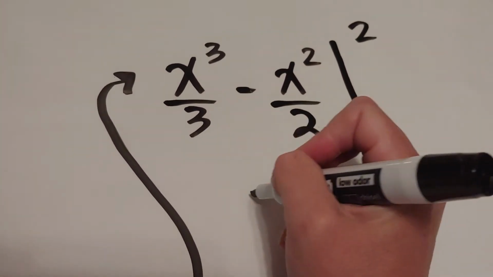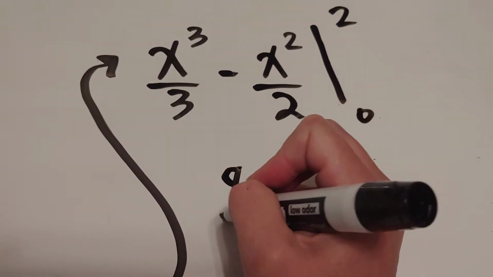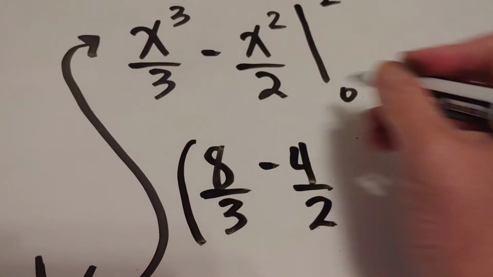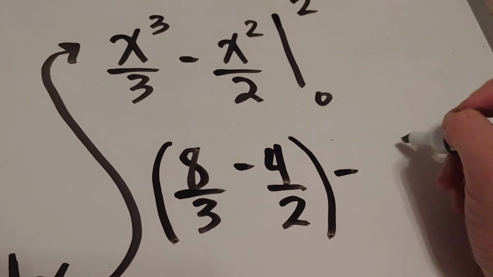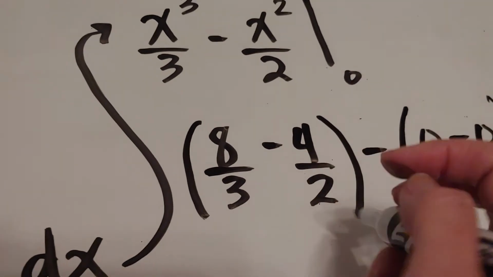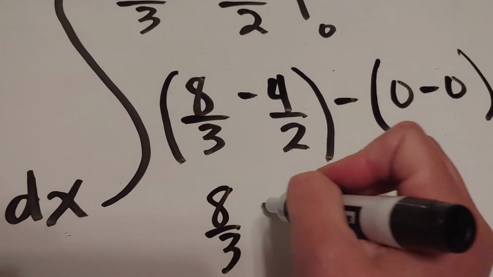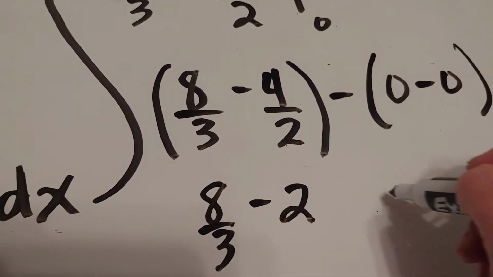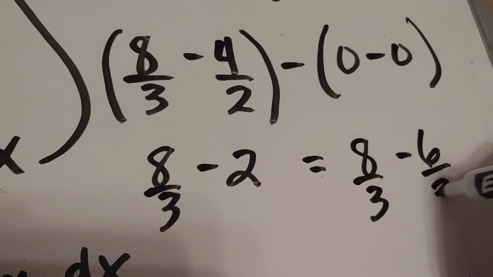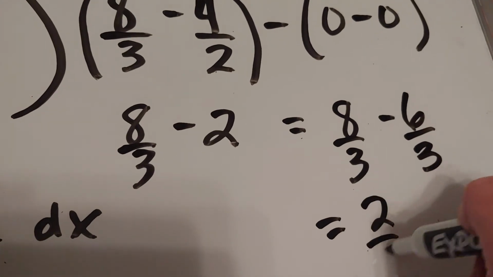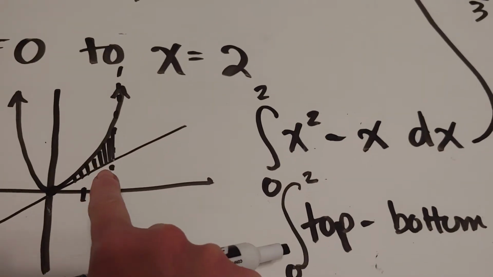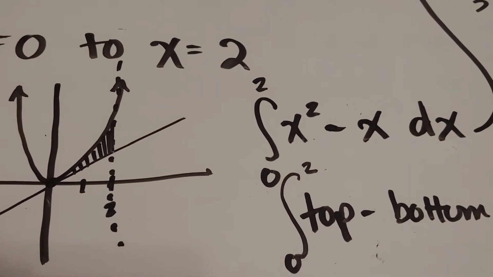Well, 2 first. Okay, so I plug in 2, so I'll get 2 cubed over 3 minus 2 squared over 2. And then I'm going to subtract out 0 minus 0. Okay, so here I'm going to have 8/3 minus 2, which is the same thing as 8/3 minus 6/3, which is the same thing as 2/3. So the area of that little tiny sliver is 2/3.